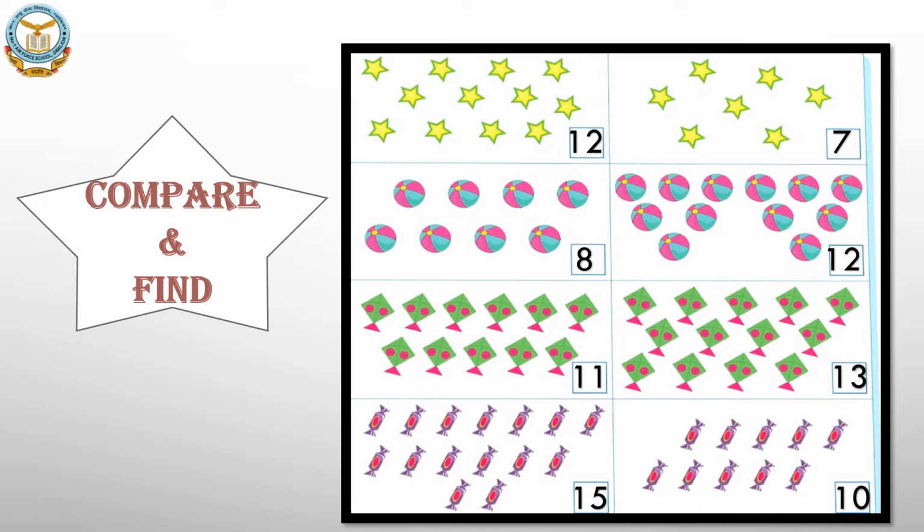In this picture, toffees are arranged, and when we count the number of toffees in the first box, they are 15 in number, and in the second box, they are 10 in number. So by comparing them, we are able to find out that 15 is bigger or more in number than 10. So we are going to open the crocodile mouth towards 15. Isn't it easy? So in this way, we will revise our next concept, that is compare and find.